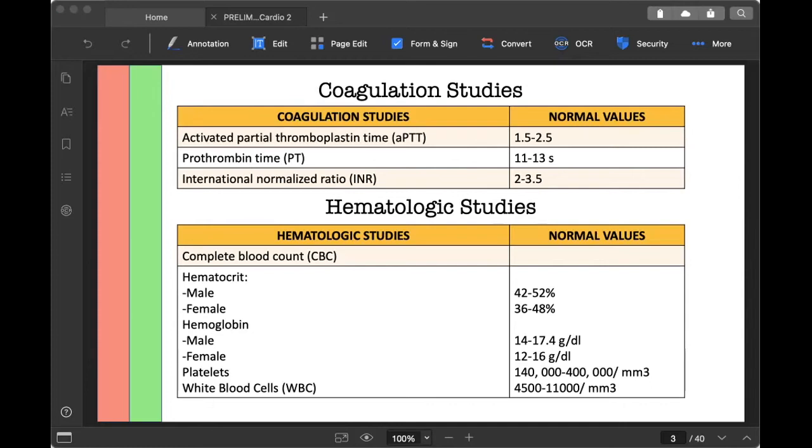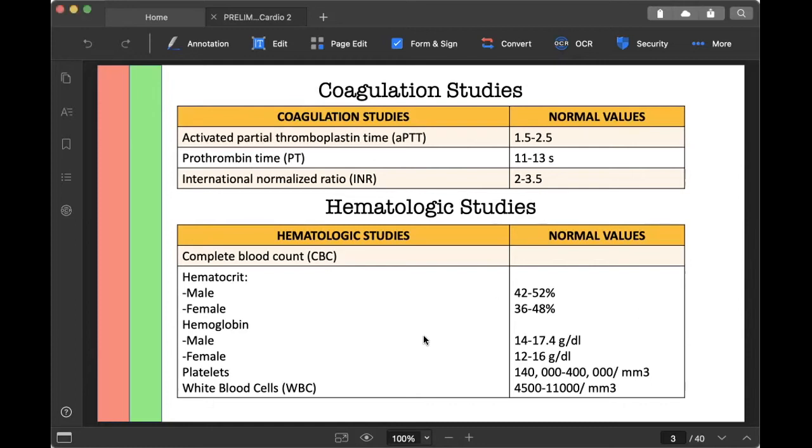So a while ago, your APTT is for intrinsic activity, your PT is for extrinsic activity, and to monitor the level of your anticoagulant with warfarin. Okay, the former is for heparin, and this one is for warfarin.